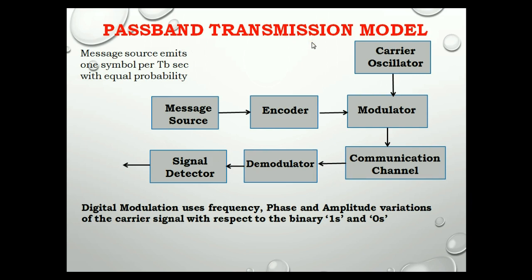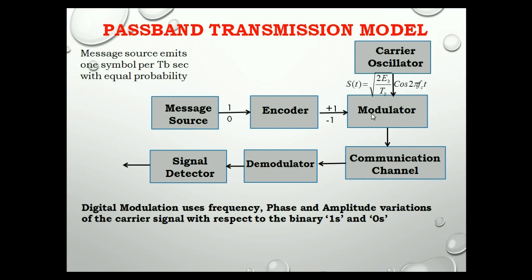Passband transmission model. The diagram shows the passband transmission model. Here the message source emits one symbol per TB seconds with equal probability. That is, it will be emitting binary zeros and ones with equal probability. That is applied to the encoder, wherein the encoder will be converting the binary zeros and ones into a line coded waveform by assigning plus 1 volt for binary 1 and minus 1 volt for binary 0. This is applied to the modulator.